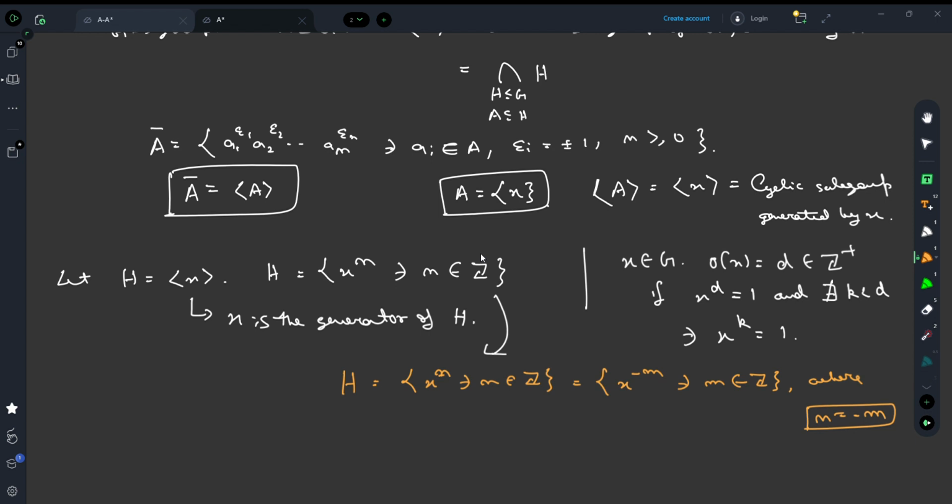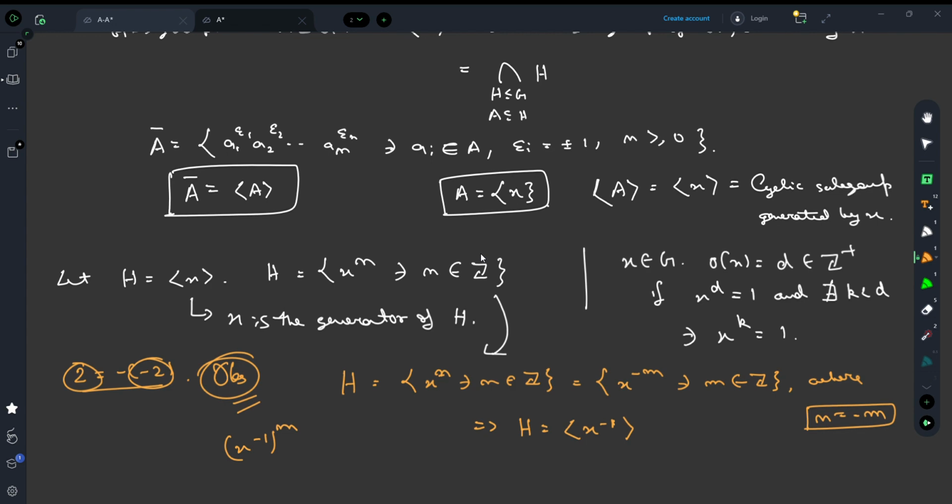We can do it obviously. We can choose 2 to be minus of minus 2. Both are integers, right? But then this implies that H is generated by x to the power minus 1, because x to the power minus m is nothing but the inverse of x to the power m. Right? So an obvious fact from here is that if H has generator x, then the inverse of x is also the generator of H. Okay, this is the first important observation we have.